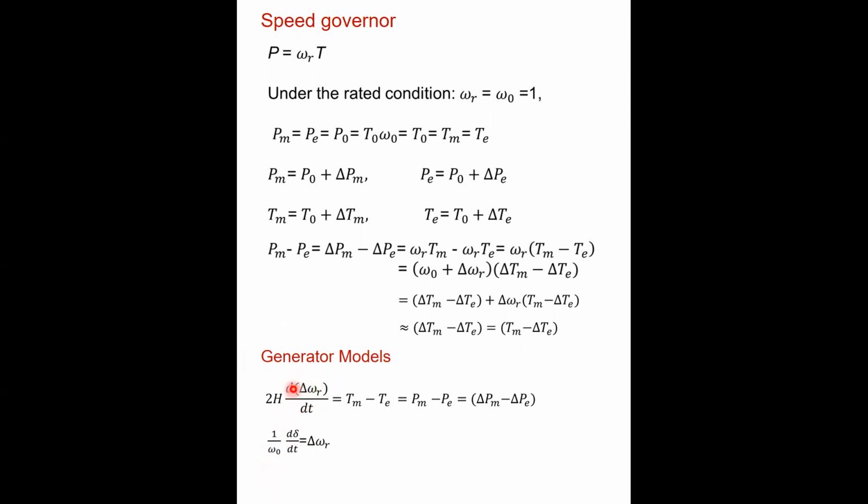So this is d by dt of the angular speed deviation here. And then again, what is d angle by dt? It is the rate of change of the rotor angle here. So thus the classical generator model can be represented by two differential equations. One is in terms of speed deviation, and this is in terms of rotor angle here, right?